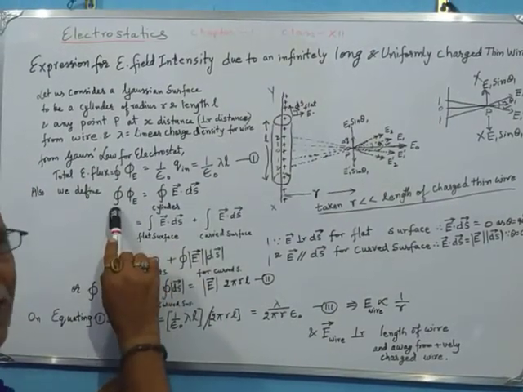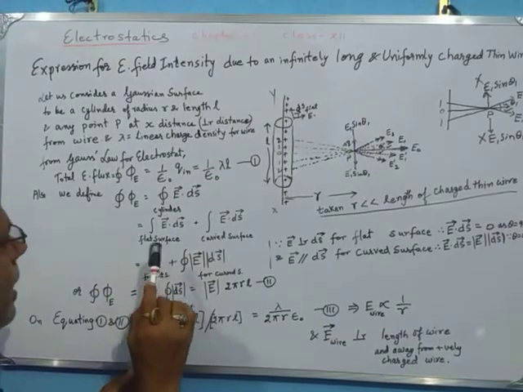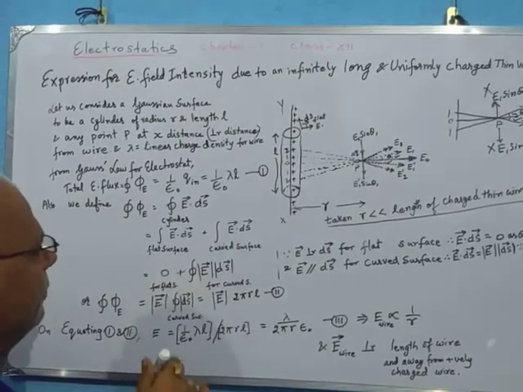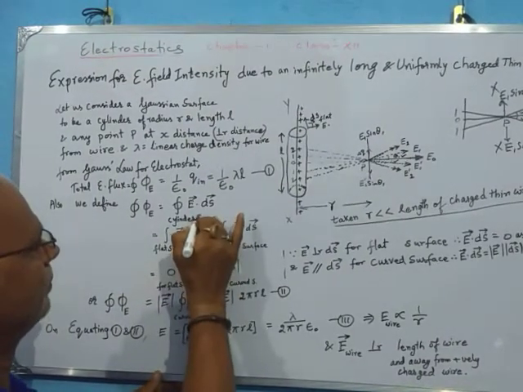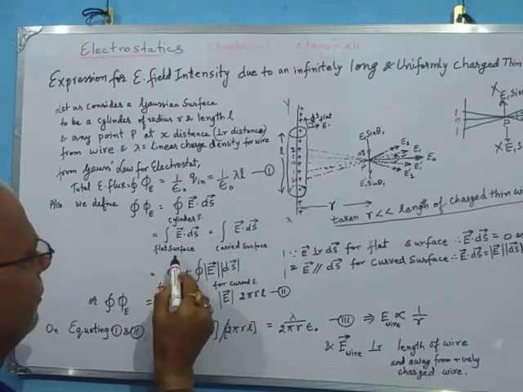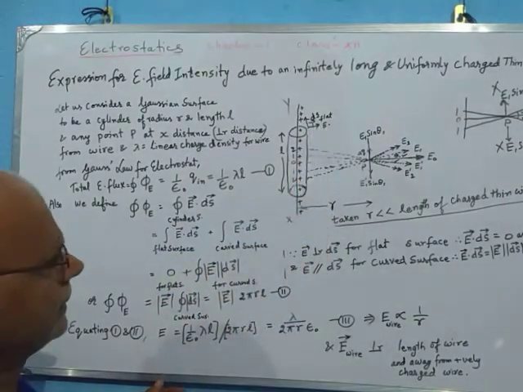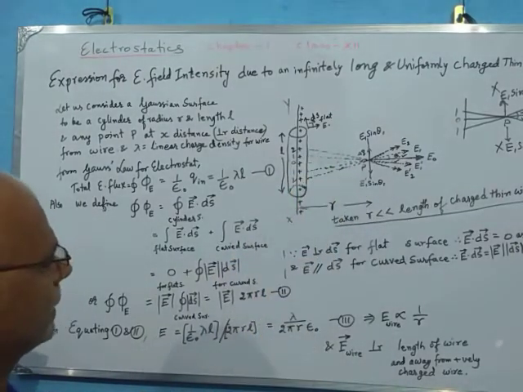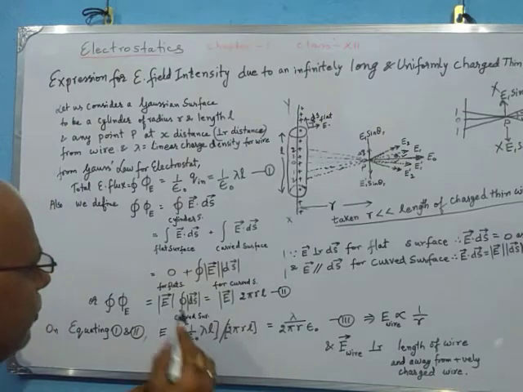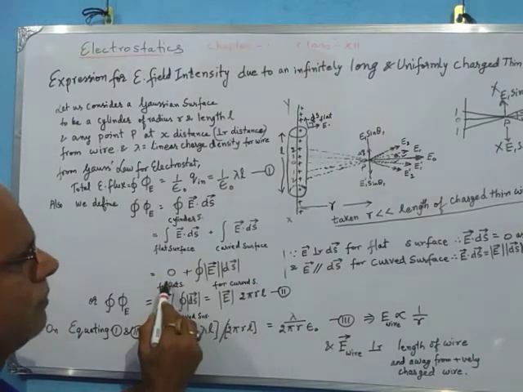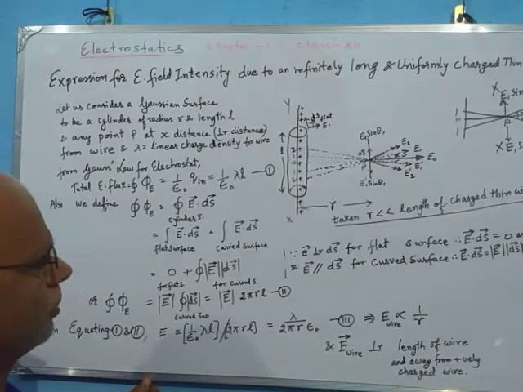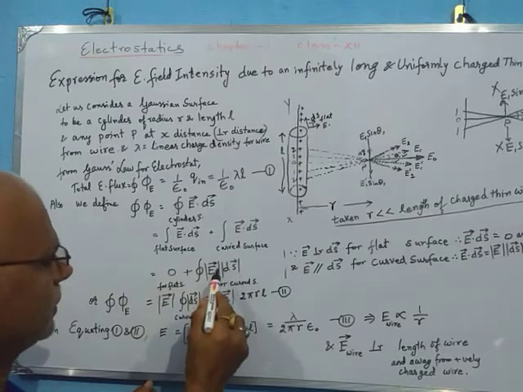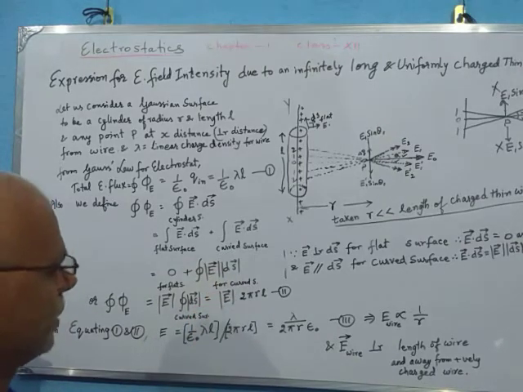Now we come to our original approach. We were to find the electric flux, and for that we have to integrate over the cylindrical surface, which we have divided into curved surface and flat surface. For the flat surface, the electric field and area vector are at 90 degrees, therefore the integral will be 0. Here we have given you the logic. For the curved surface, this will be E dot dS, the magnitude of E into the magnitude of dS.